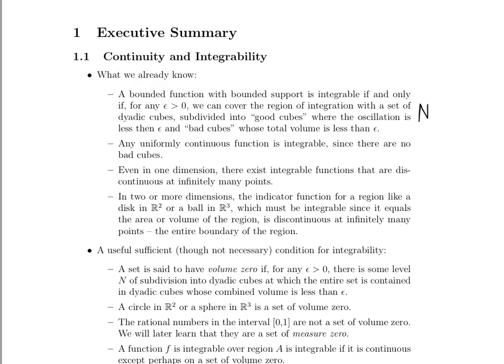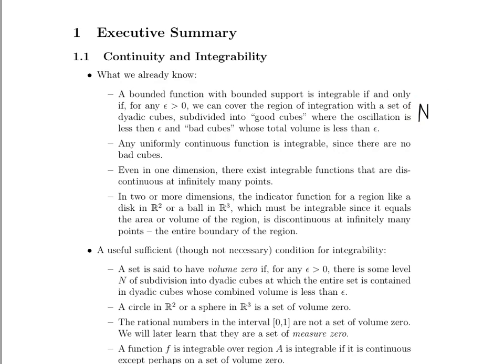And then there are bad cubes. The bad cubes are the ones whose oscillation is greater than epsilon. And the key here is that at this level of dyadic division, the total volume of the bad cubes is going to be less than epsilon. So we know that a bounded function with bounded support is integrable if and only if, for any epsilon greater than 0, there is a level of dyadic division, N, where the bad cubes themselves create a set whose total volume is less than epsilon.